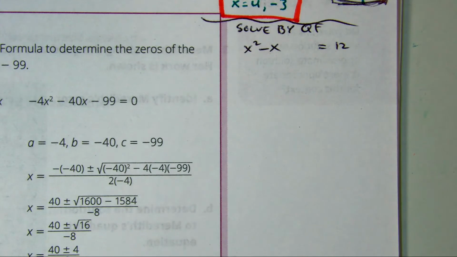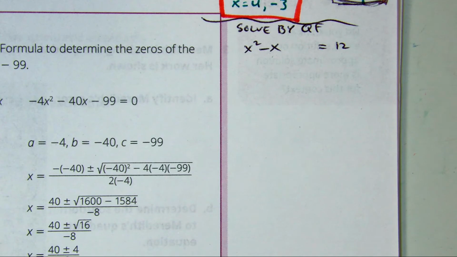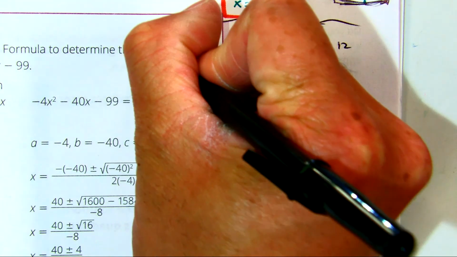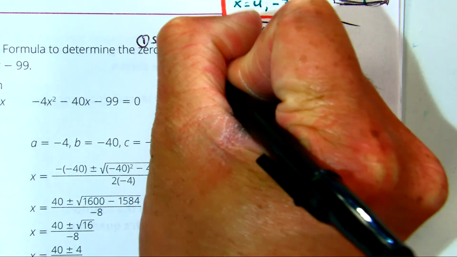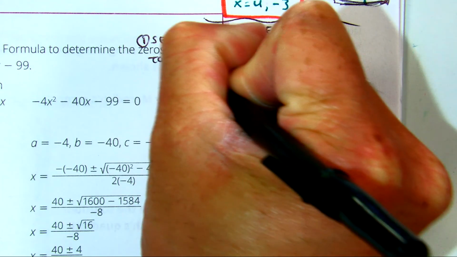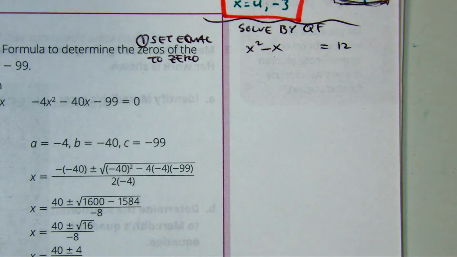Alright, so we're going to solve x squared minus x equals 12 by the quadratic formula. The first thing we need to do is set it equal to 0. Step number 1, set equal to 0. And if you want to, you can always write down those steps on your formula sheet. It tells you what to do.